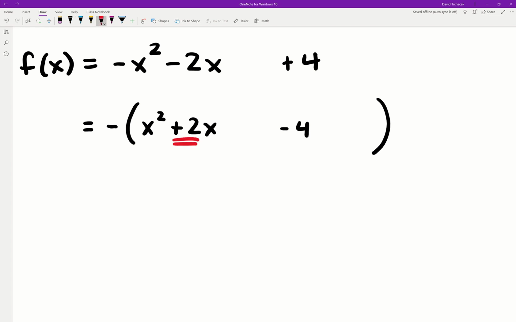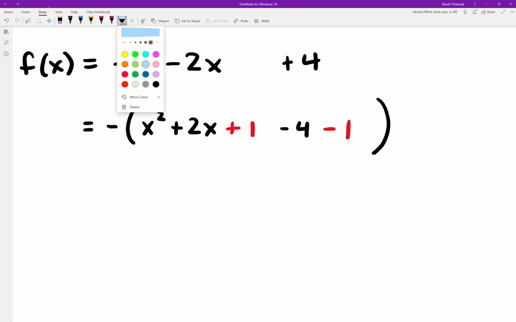Remember, that's taking your b number and dividing it by 2 and squaring the result. That'll give you plus 1. But again, I can't just introduce that without changing the original function. So if I introduce a plus 1, then later on in my function formula, I'm going to have to introduce a minus 1 to keep things balanced. Okay? And so, again, this same reasoning is going to apply to this trinomial here.